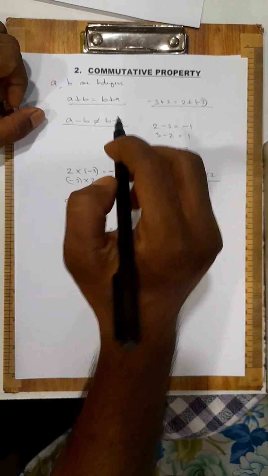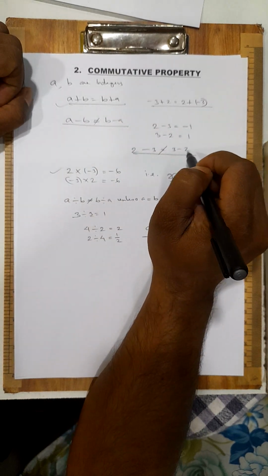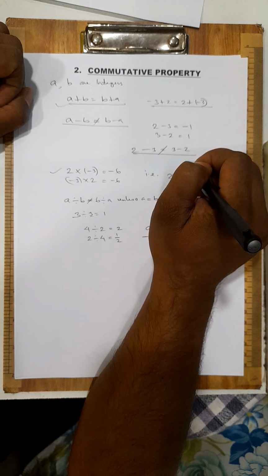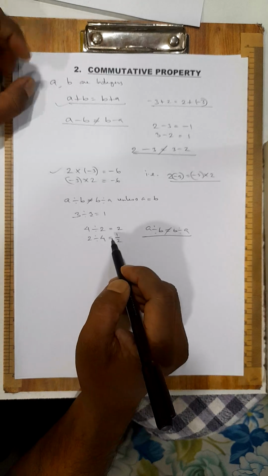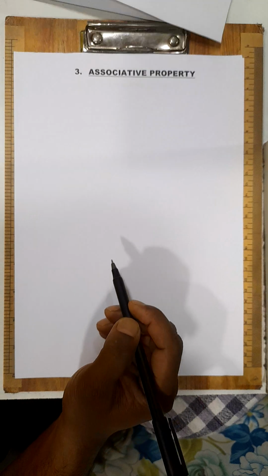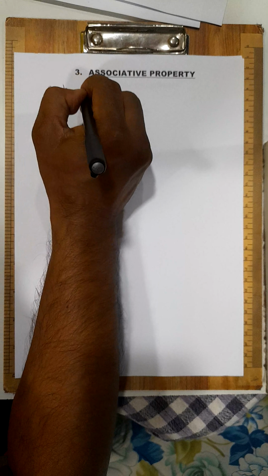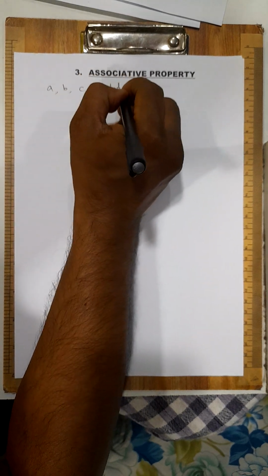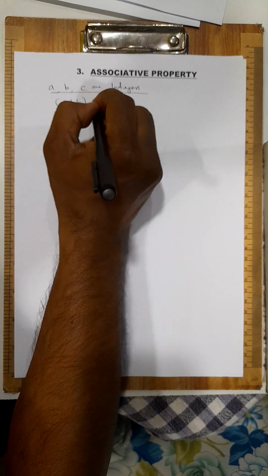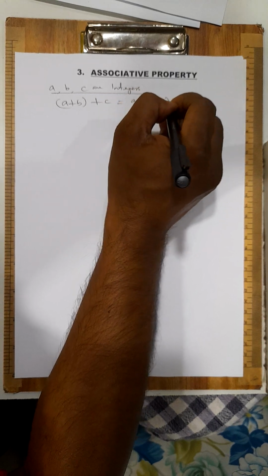So integers follow commutative property in case of addition and multiplication. In case of subtraction, commutative property does not hold good for integers, and in case of division also. Now let us think about associative property. Say a, b and c are integers. Now you see a plus b plus c equal to a plus b plus c.